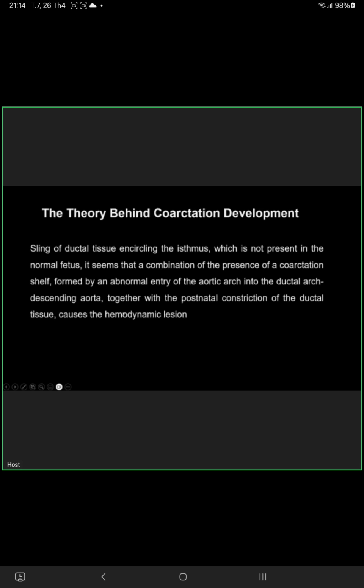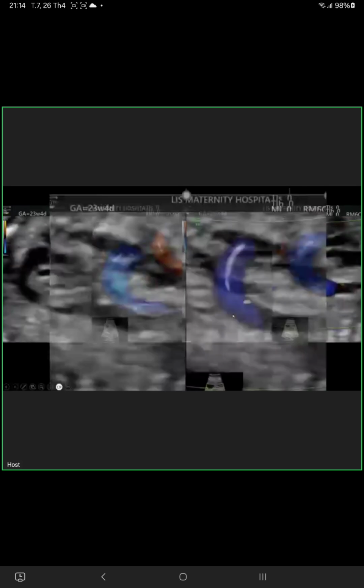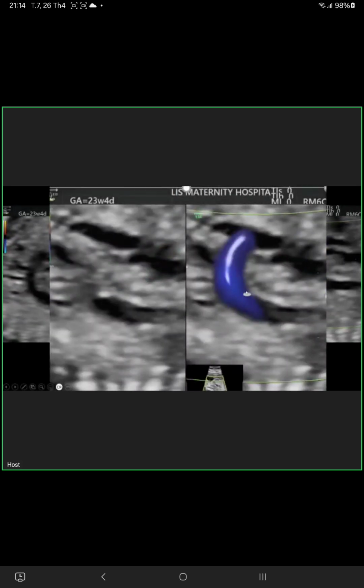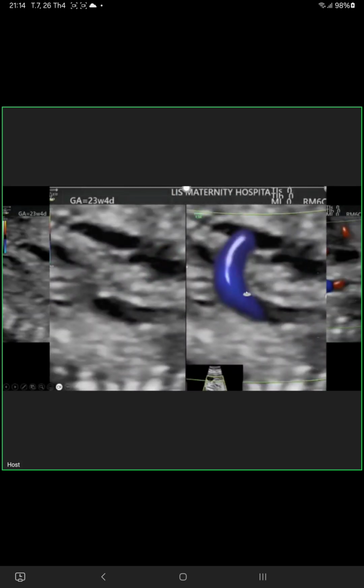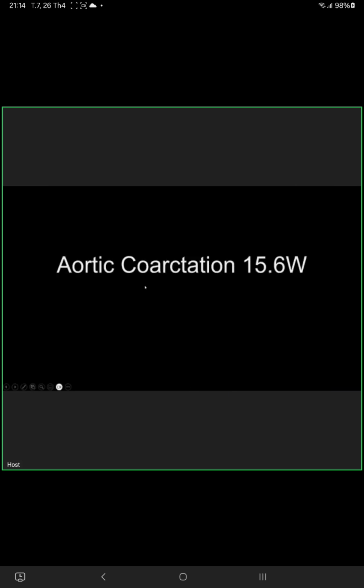The theory behind coarctation development is extra tissue in the place of connection, aortic arch with ductal arch. Like this, but it's normal. Sometimes it's much more prominent. Aortic coarctation in 16.